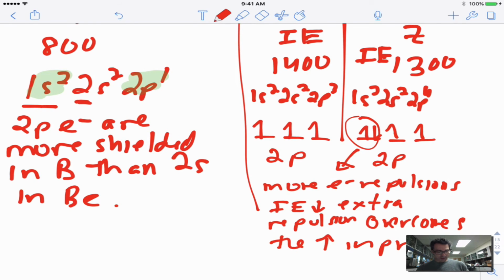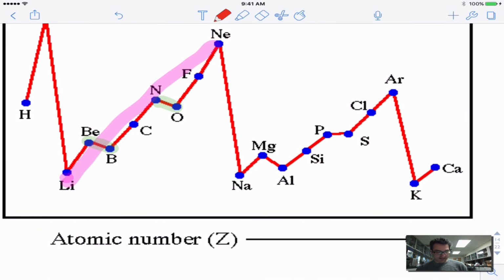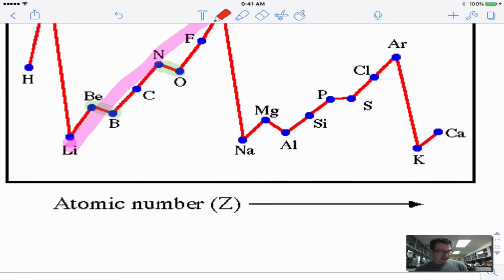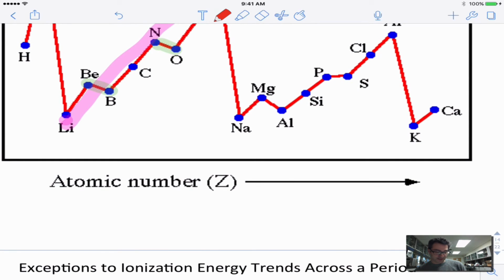So look, when I go back and look at the overall trend here, I can see that the trend is going up. From lithium to neon, there's an increase in ionization energy. But there are these 2 exceptions that seem to crop up across every period. They get less and less of an effect as you go down in the periods. Period 2 is where we see the biggest effect. You see it in period 3, but then it sort of goes away.